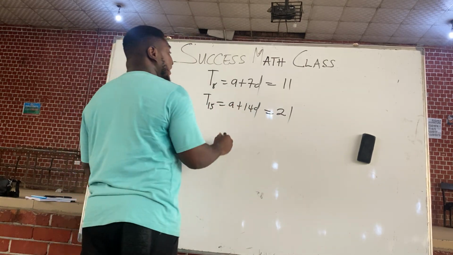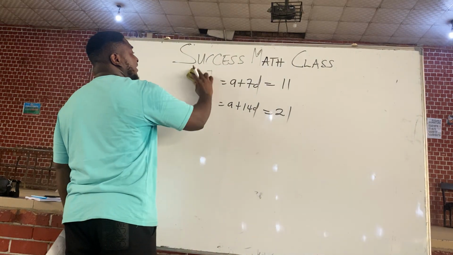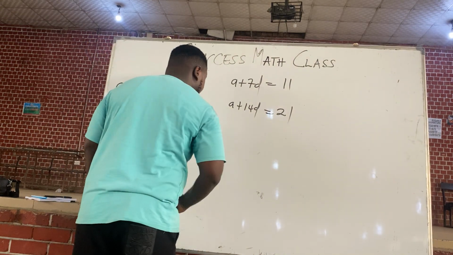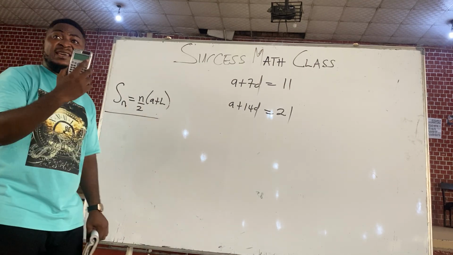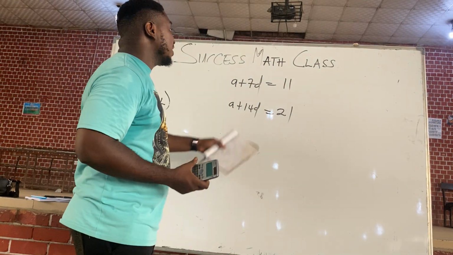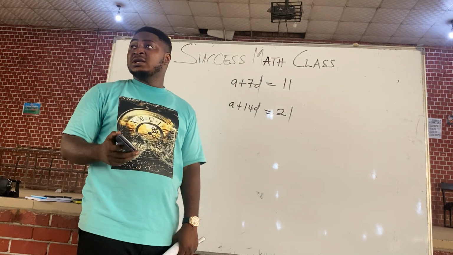Find the common difference. Class, this results in a simultaneous equation. A plus 7D is 11, A plus 14D is 21. Class, you have two options. You can solve it manually, or your calculator can give you the answer. You can solve this with calculator shortcuts, simultaneous equation.